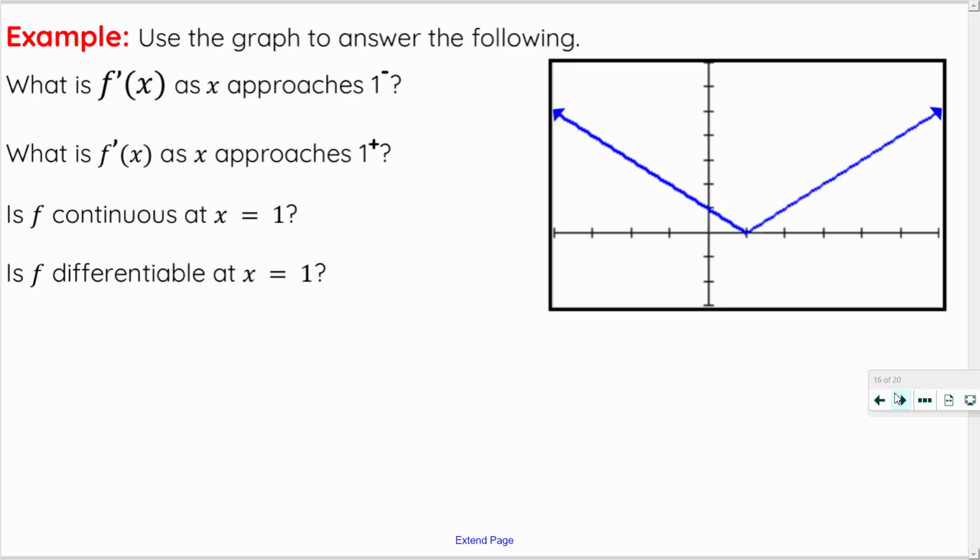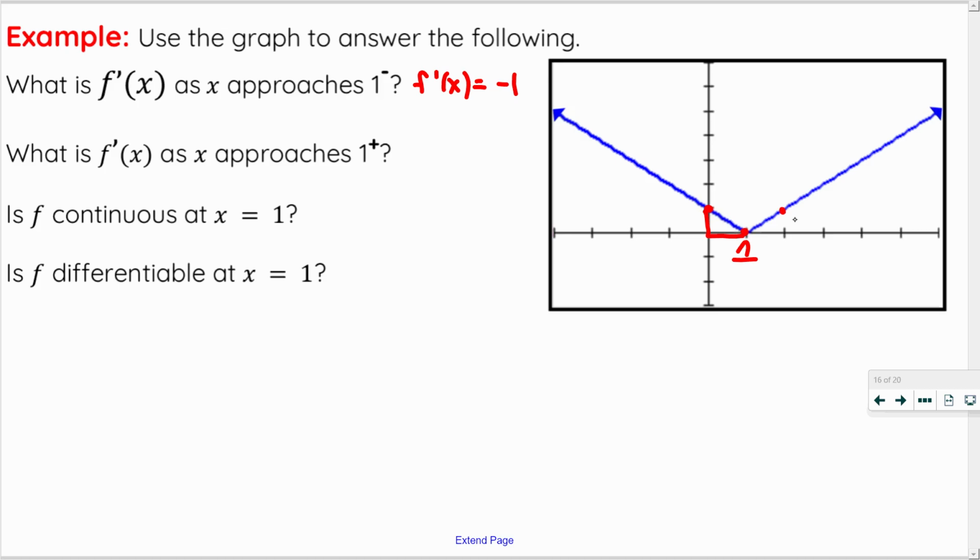So here, what is f prime of x as x approaches 1 from the left? So here's where x is equal to 1, and you can see it's a linear function here. So as I get closer to 1, what is the slope? I can just pick 2 points here, and I can see the slope is going down 1 and over 1. So as it approaches 1 from the left, the derivative, which is the slope of the tangent line on that side, is -1.